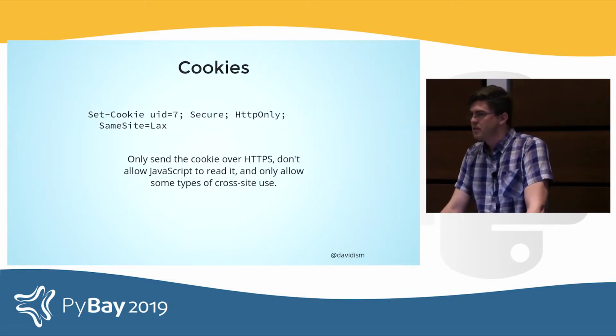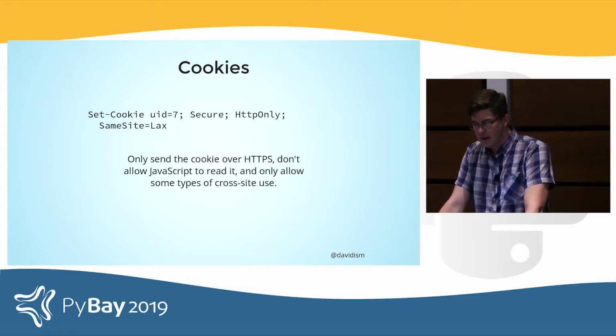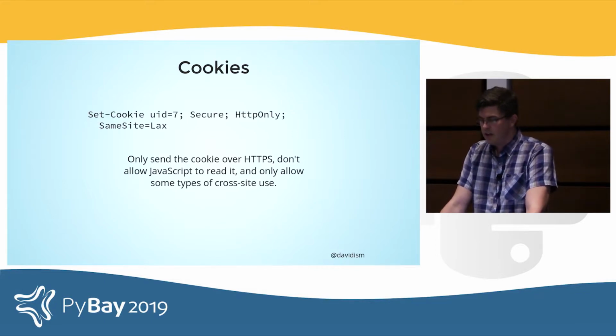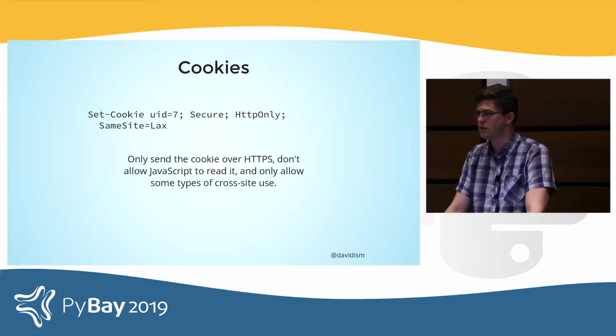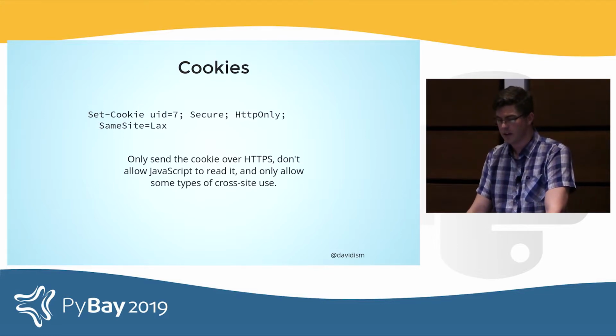So if you're sending cookies, for example, if you have a session cookie in Django or Flask, you always want to make sure to use a couple or three options: the Secure, the HttpOnly, and the SameSite option. And that will tell the browser, only send this cookie over HTTPS, don't allow JavaScript to even read it, and only allow some types of cross-site use. You can also do SameSite=Strict, and that will only allow use on your own site, but that can cause some weird issues that people still aren't prepared for. So Lax is a little easier alternative that still gives you most of the security.